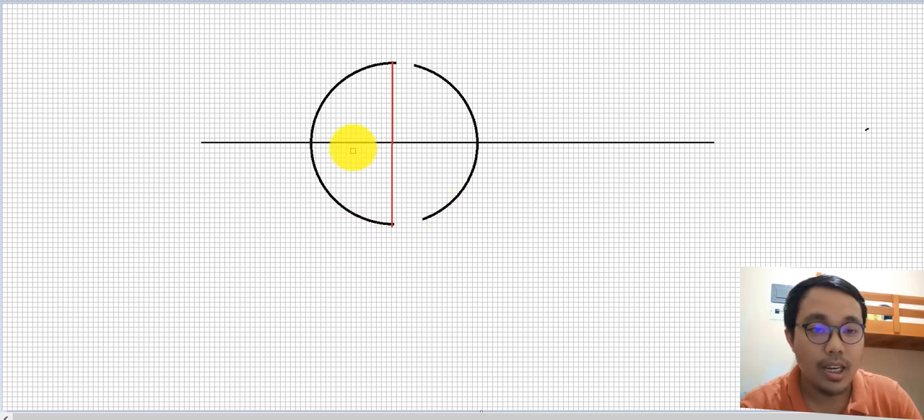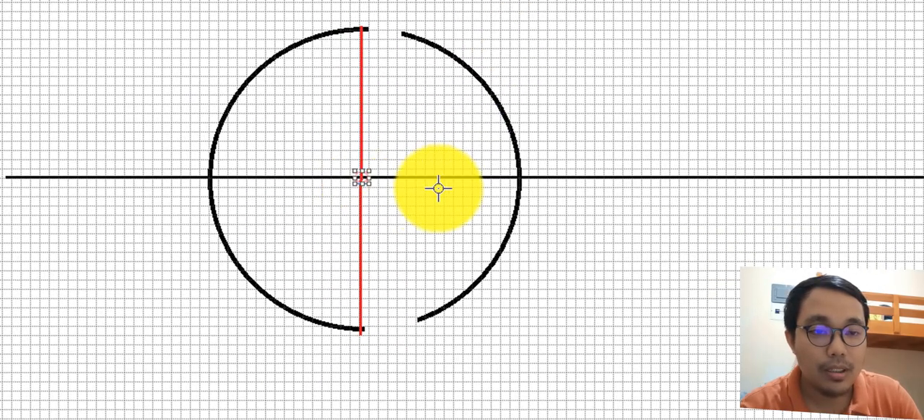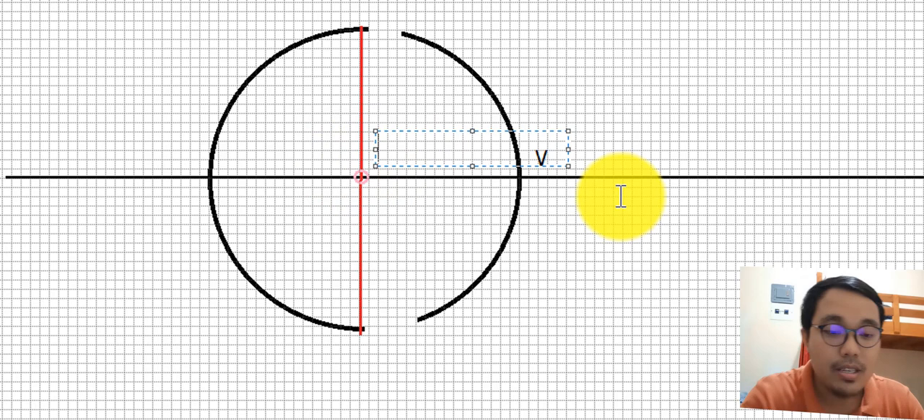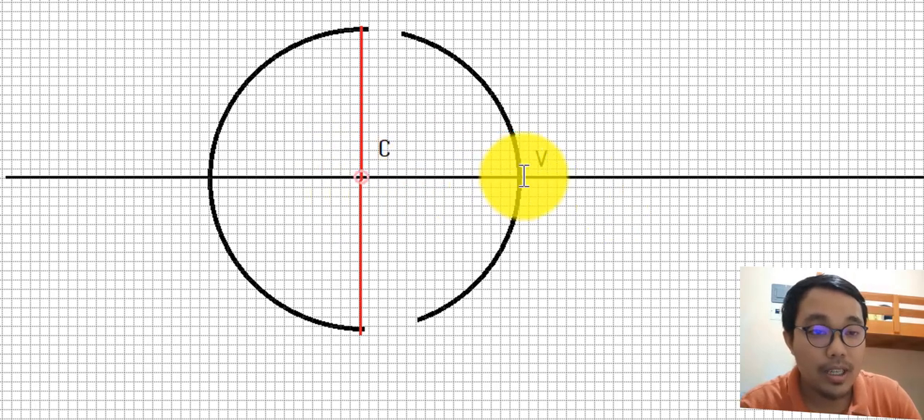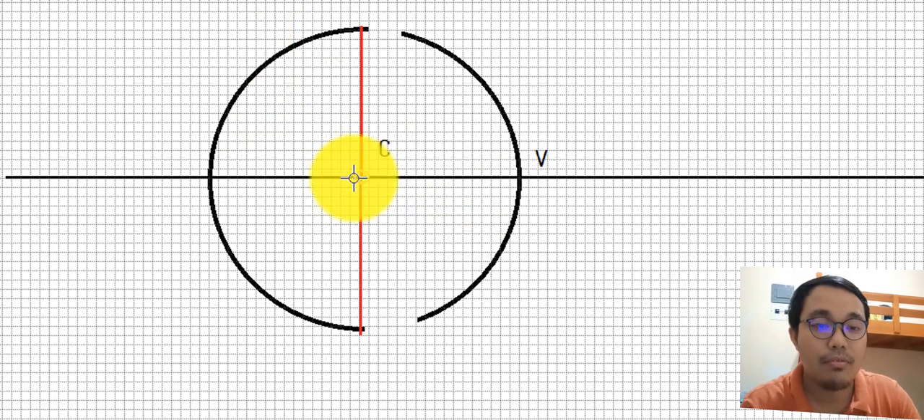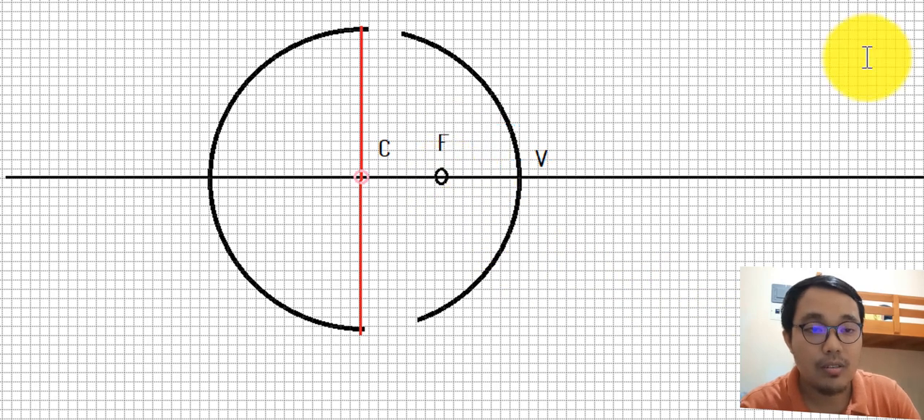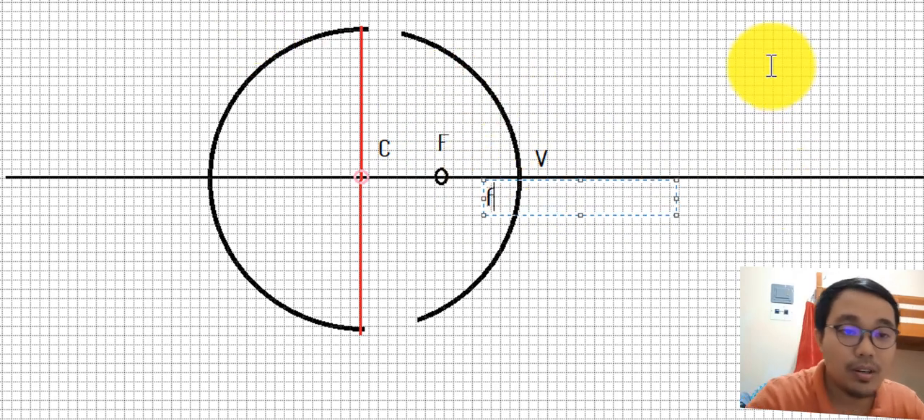But first, let's identify some salient points. Of course, we know that this is the center of the circle. From that center up to this point, vertex. And here will be the center C. We already know that from the center C up to the vertex V is our radius. But in this case, I will introduce a new term. Half of the distance between C and V will be our F, or the focus or focal point. And then the distance between F and V shall now be the small f, focal length.